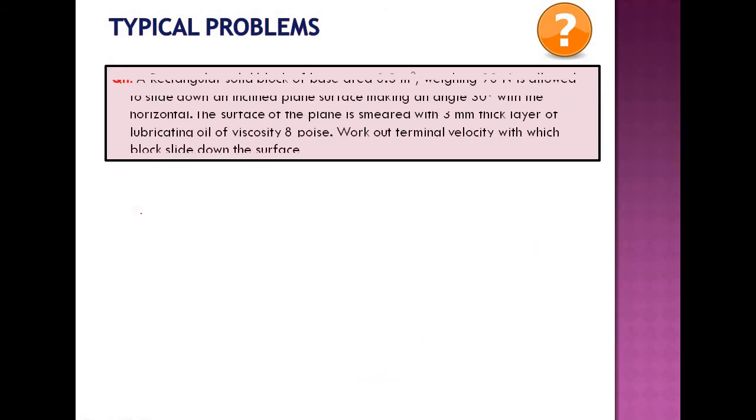Okay, we go to the last problem in this section. It goes like this. A rectangular solid block of base 0.3 meter square weighing 90 Newton, that is a weight mg, is allowed to slide down an inclined surface making an angle of 30 degree with the horizontal.